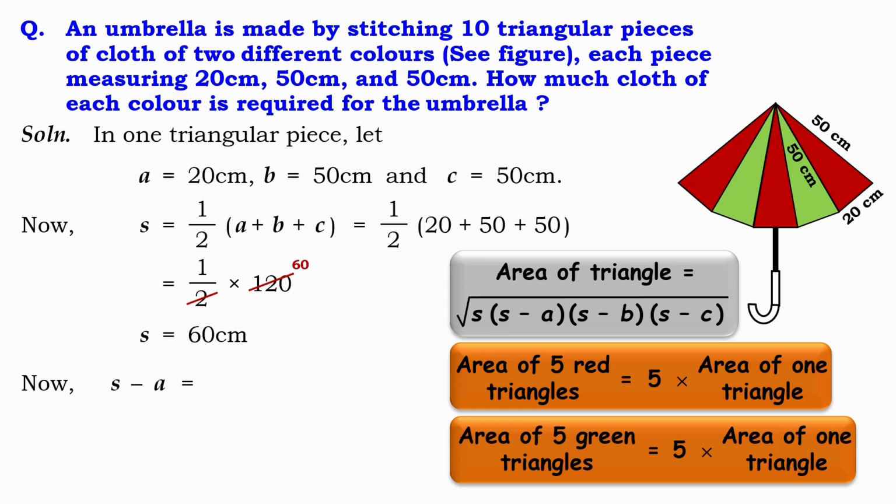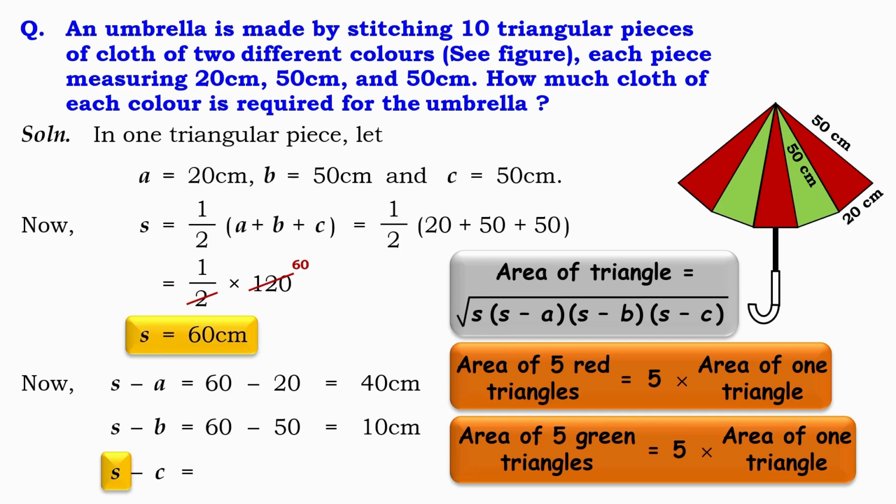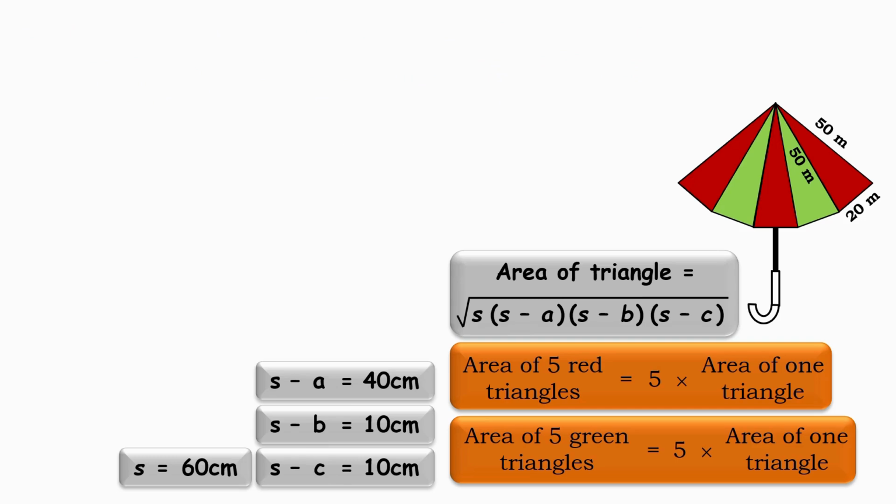Now let us put in the values of s and a. So s minus a will be 60 minus 20, that is equal to 40 centimeter. Now what is s minus b? 60 minus 50, that is 10 centimeter. And now what is s minus c? s minus c is 60 minus 50, that is also 10 centimeter. Okay, now we have all the values. Now let us multiply them together and then take the square root.